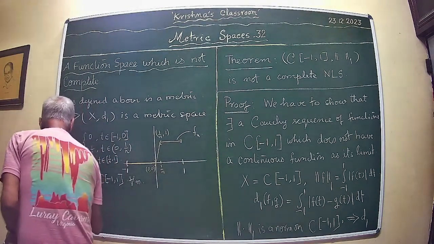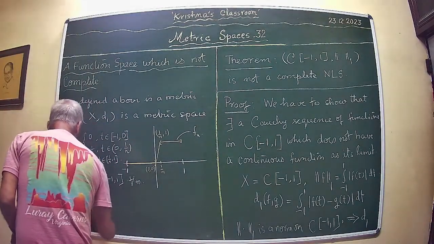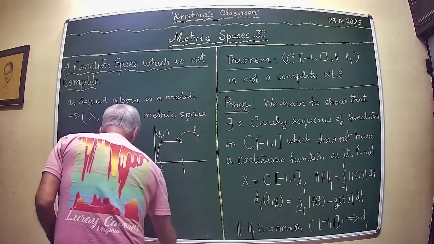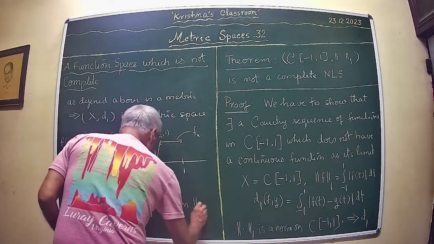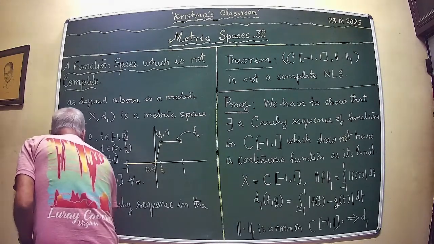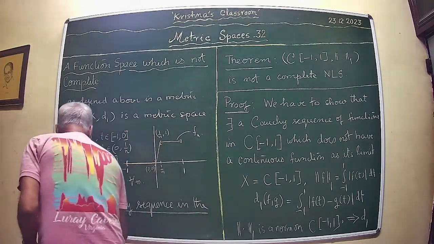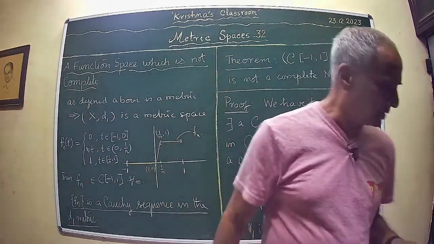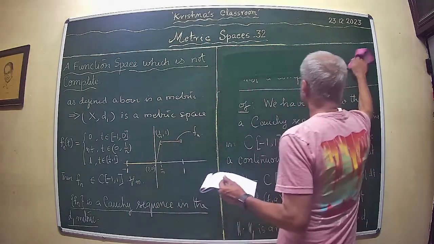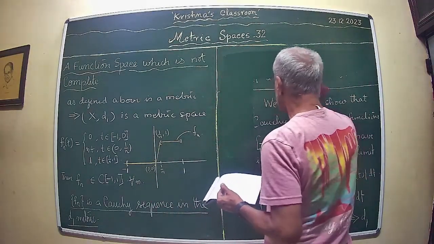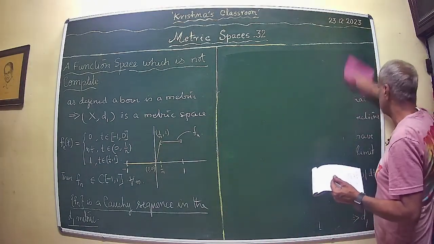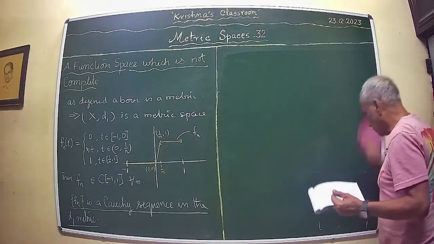So Fn in the D1 metric. So that's our next observation, or we prove this result. So we have to estimate this.